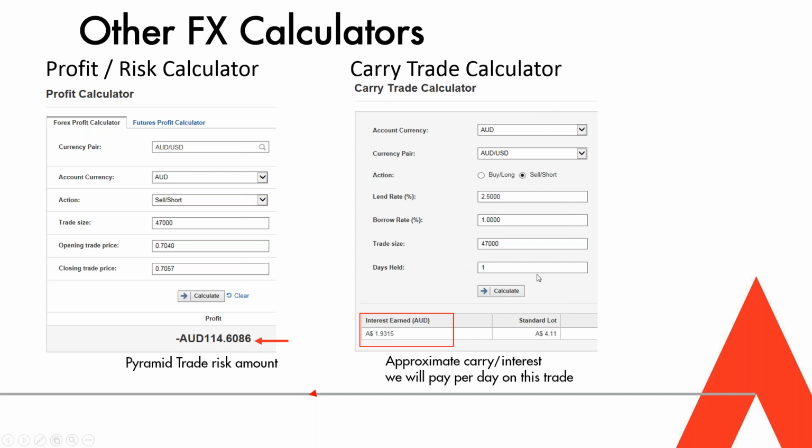Now, the carry interest associated with the pyramid trade. We're again still paid interest here because we're short selling the Aussie US dollar. So short selling Aussie US dollar, $47,000 contract. For each day we hold this pyramid trade, we earn another $1.93 per day on top of the other interest from the initial entry. So we're making some good interest for each day we're in this trade as a carry trade. This is a typical carry trade where we are being paid interest.